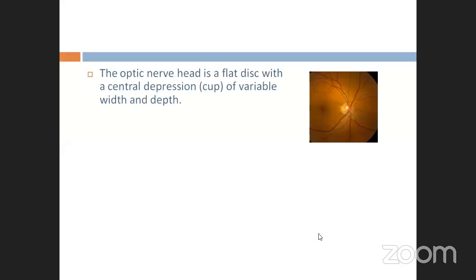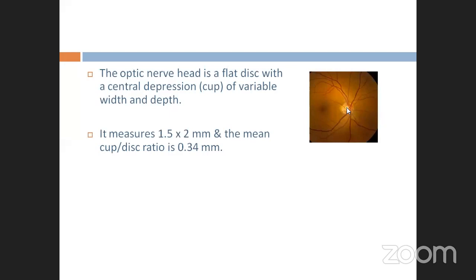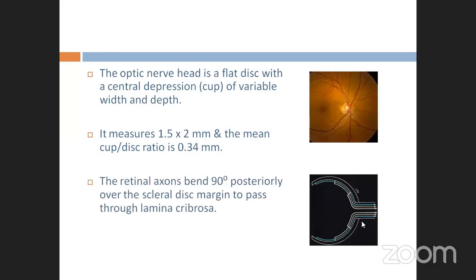The optic nerve head is a flat disc with a central depression or cup of variable width and depth. This is the cup. It measures 1.5 by 2 millimeters, and the mean cup-disc ratio is about 0.3. The retinal axons bend 90 degrees posteriorly over the scleral disc margin to pass through the lamina cribrosa.